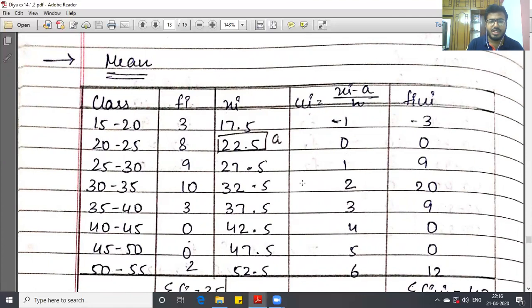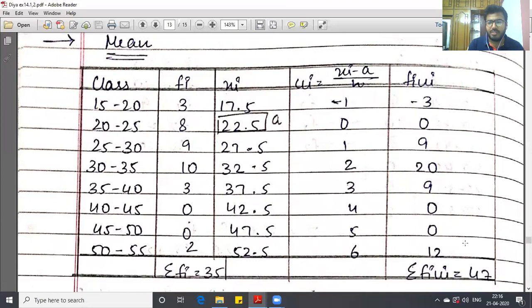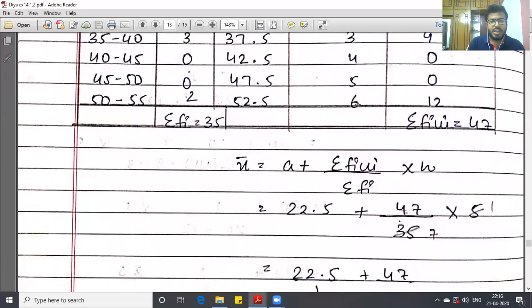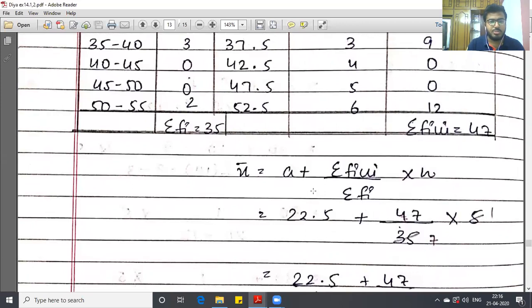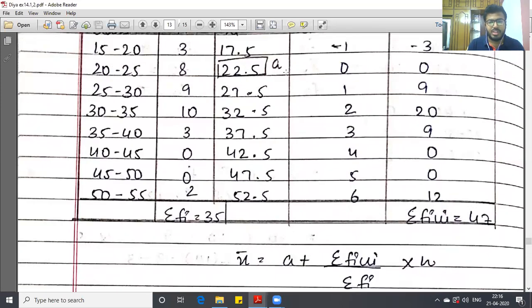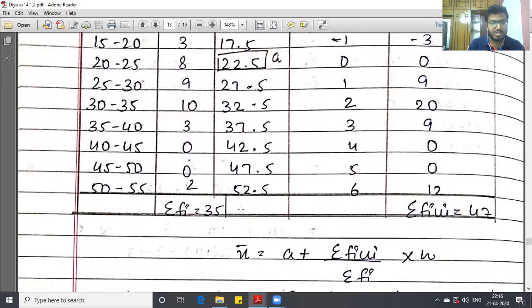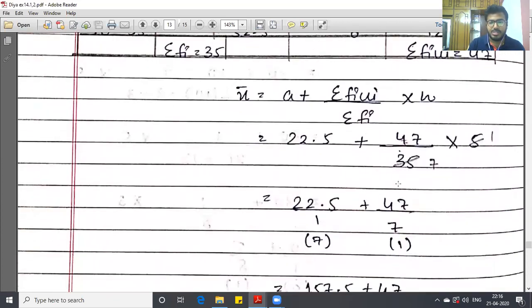9 into 1 is 9, 10 into 2 is 20, and accordingly adding all the positives together, and after that just -3. Add it together, you'll get approximately 50. 50 minus 3 is 47. Then x bar is equal to the formula a plus sigma fi ui upon sigma fi into h. We are taking the a value, 22.5. Sigma fi ui is 47, sigma fi is 35, and h, the class size, is 5. So calculating, 5 ones are 5, sevens are 47 upon 7, and 22.5 upon 1.